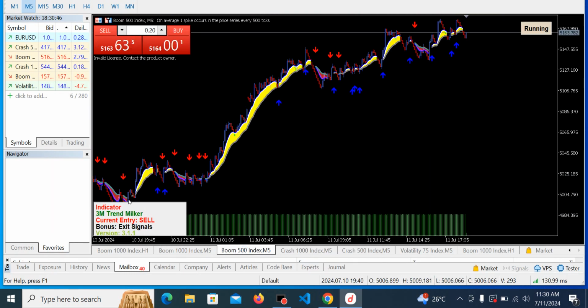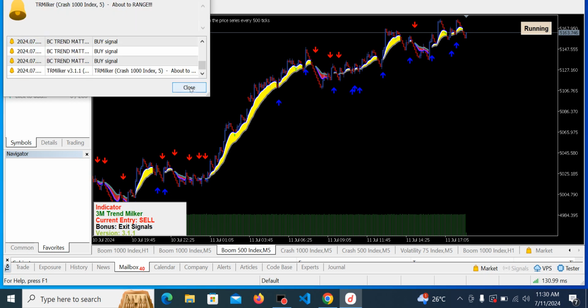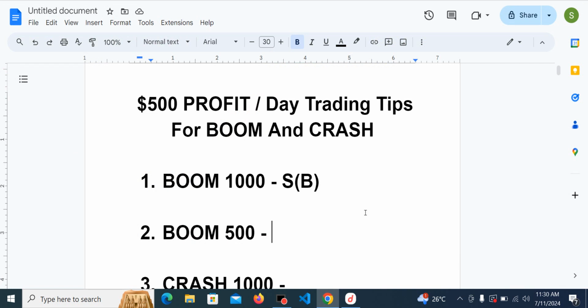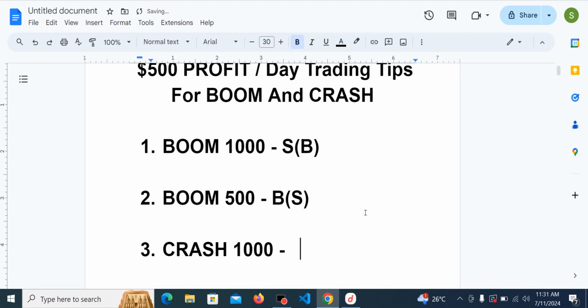This is boom 500. It had been on uptrend for a very long time, and of course it has gotten to this region, to the resistance region, but it is still buying at the moment. But if it's unable to break out from there, it will go back on downtrend. Okay, so this is still buying, but it might not be for a very long time before it will go into a downtrend. Okay, so this is very important.